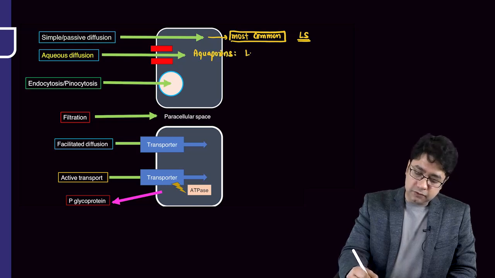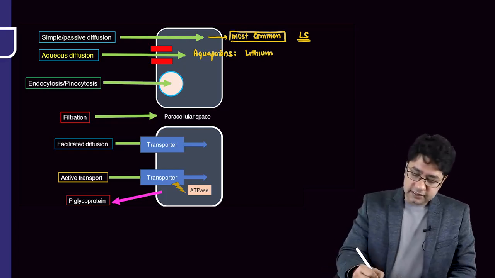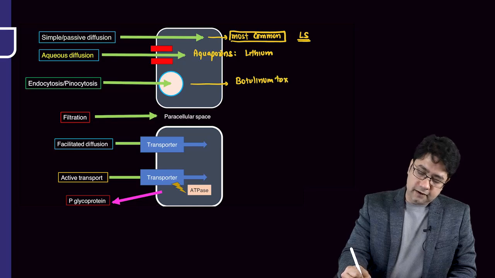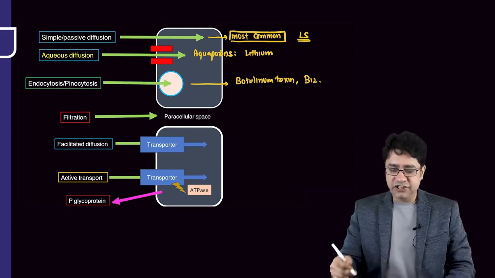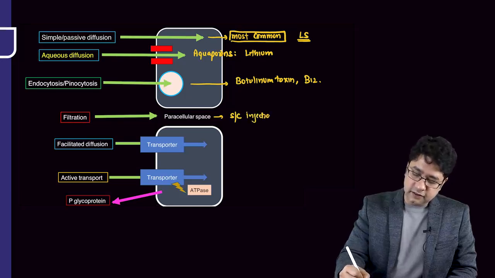And which drug gets absorbed? Lithium. Endocytosis: large molecules like botulinum toxin and vitamin B12. Filtration through paracellular spaces: subcutaneous injections of a drug, let's say insulin.